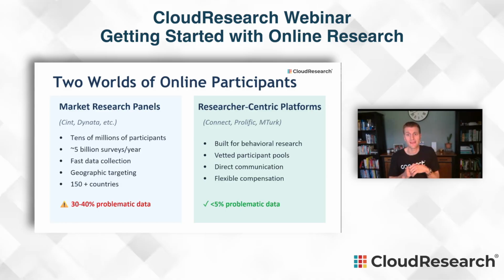That doesn't mean that you can't do some things to improve data quality from one source or the other. And it's important to realize that it's not as simple as thinking that one of these platforms is better for online research than another. At CloudResearch, we actually offer access to both options. We have a product that's called Prime Panels that allows researchers to sample from these market research panels. And we have our own Connect platform, which is one of these leading researcher-centric platforms.